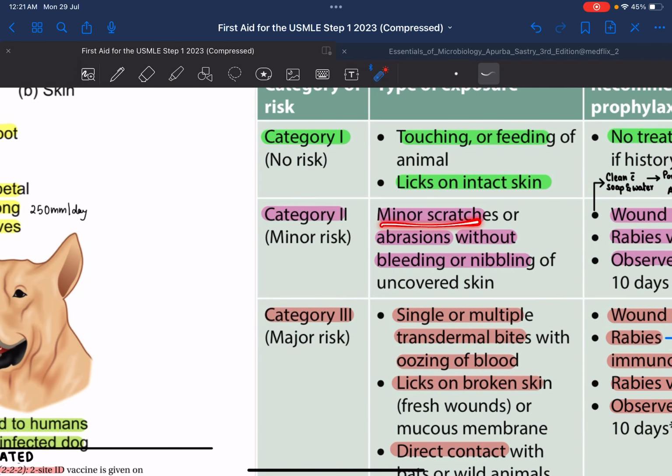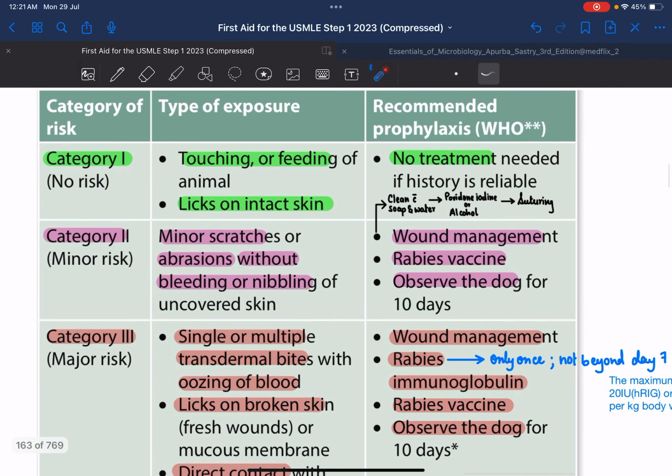Category 2 is minor scratches or abrasion without any bleeding or nibbling of uncovered skin. In such a case, we do the wound management, which involves cleaning the wound with soap and water, followed by providing antiseptic, which is povidone iodine or alcohol, and followed by suturing. Why suturing? Suturing basically prevents the spread of virus in the connective tissue and the retrograde transmission by neuron.